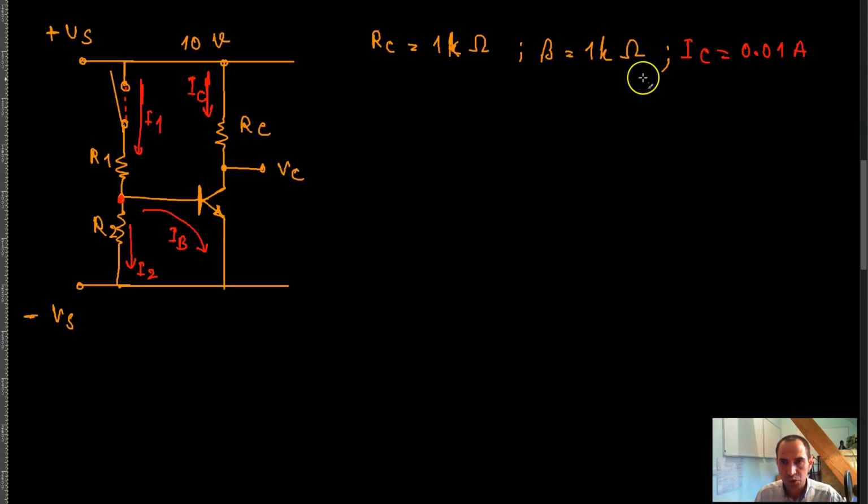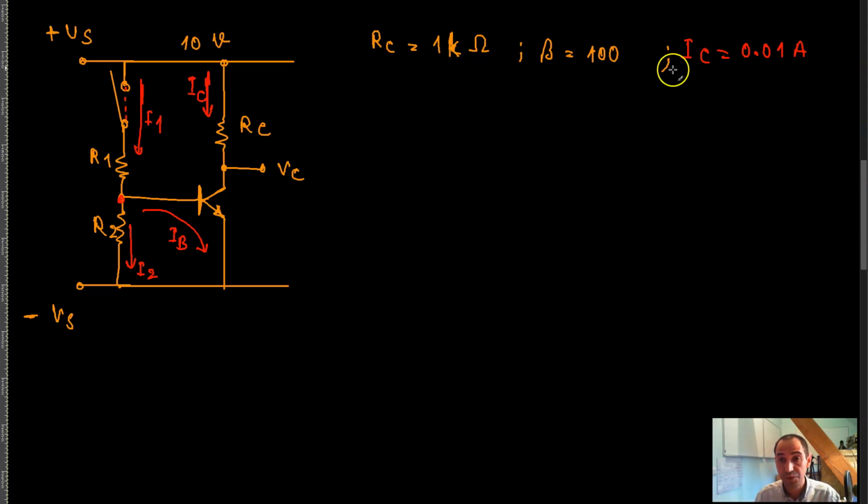Knowing that beta is supposed to be actually 100. I apologize for this. Beta is equal to 100, right? Okay.